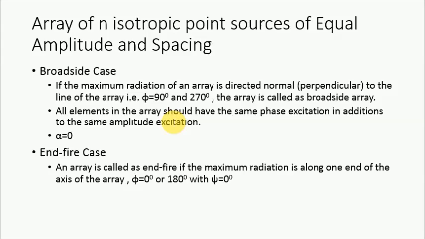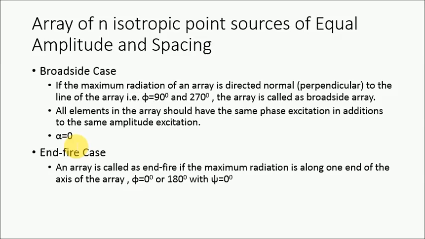Broadside case. If the maximum radiation of an array is directed normal to the line of the array, that is phi is 90 degree and 270 degree, the array is called a broadside array. The radiation is normal to the line of array. All elements in the array should have the same phase excitation in addition to the same amplitude excitation. That is, the phase excitation alpha should be equal to 0 in this case.